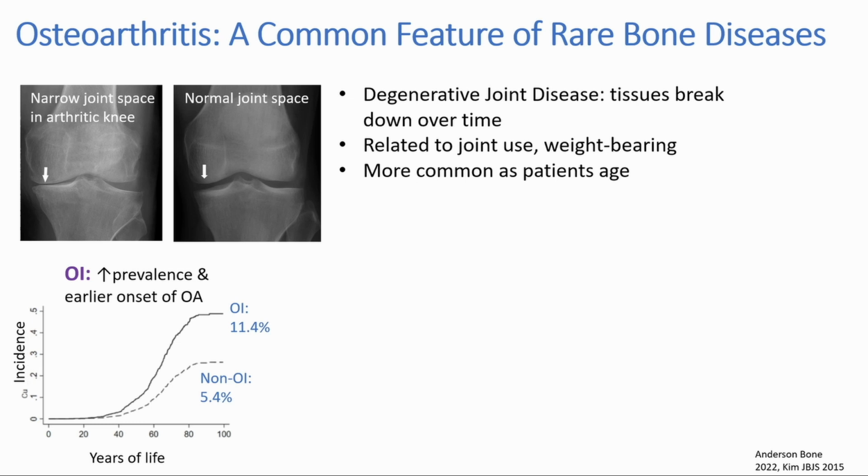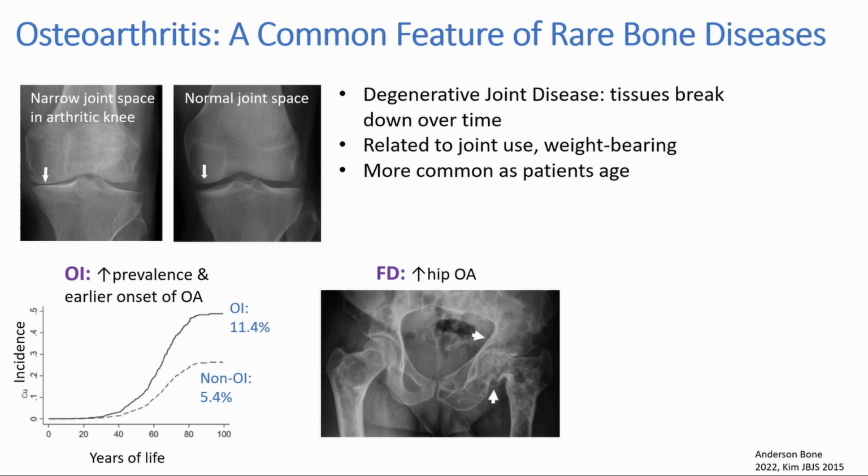Arthritis is a really big problem in OI. This is a paper that compared rates of arthritis in patients with OI compared to the general population. And we can see up to 11% of patients with OI reported arthritis in at least one joint, which was more than twice the prevalence seen in patients without OI.